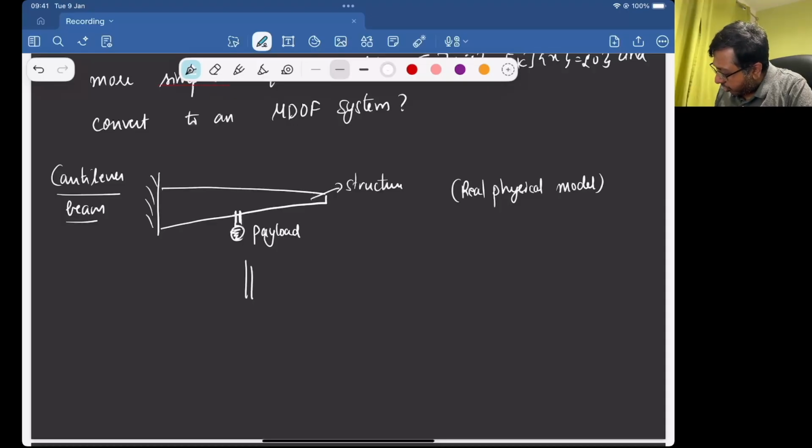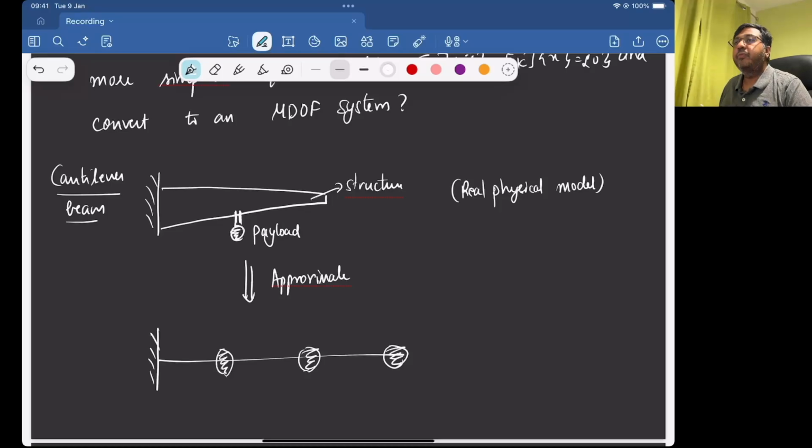And we want to approximate it into a multi-degree of freedom system. So we have a beam, and we are going to approximate it into a set of discrete masses. Let's say for now we'll just assume 3 masses, and later we will see what would happen if you increase the number of masses. We want something that is very easy to work with, so we will just use 3 masses so that we can derive and see things.